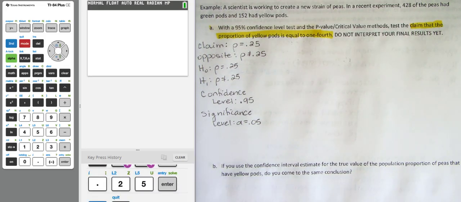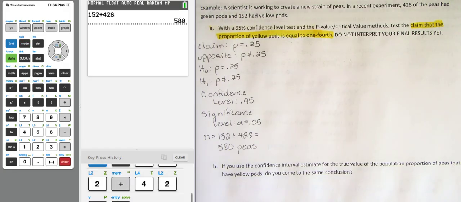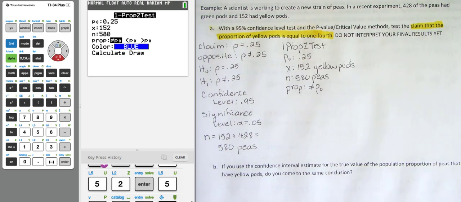In order to test our claim, we need to know the total number of pods in this experiment. So we're going to need to add the green pods and yellow pods together to find n. The experiment includes 580 peas. We can now calculate our test statistic.